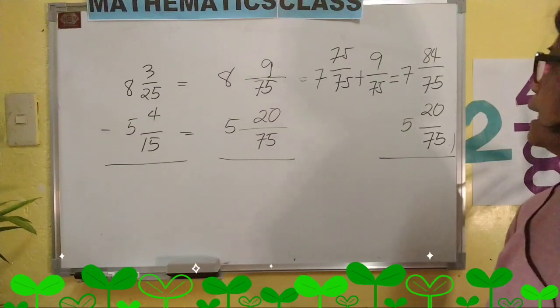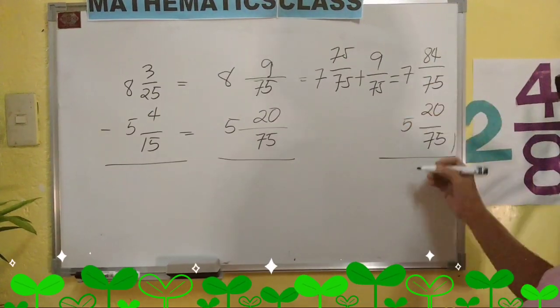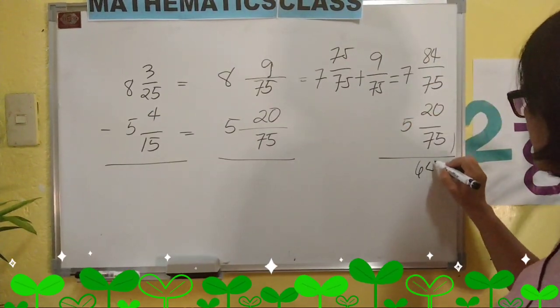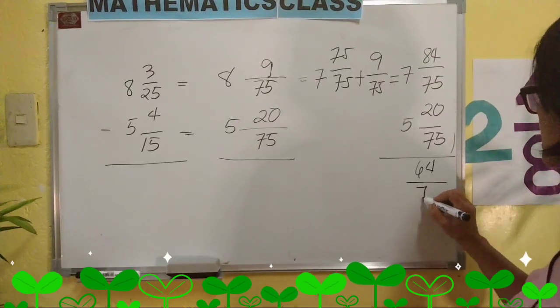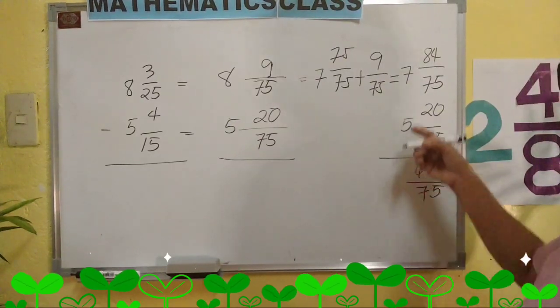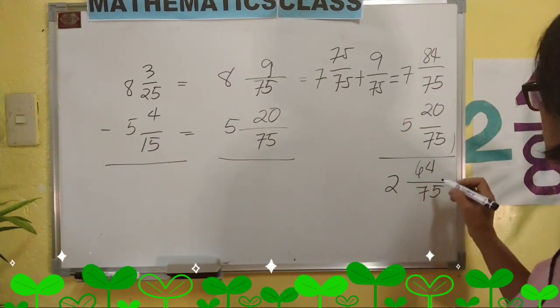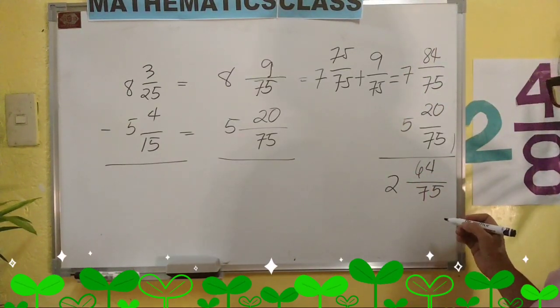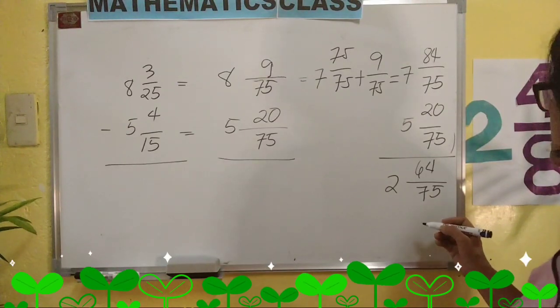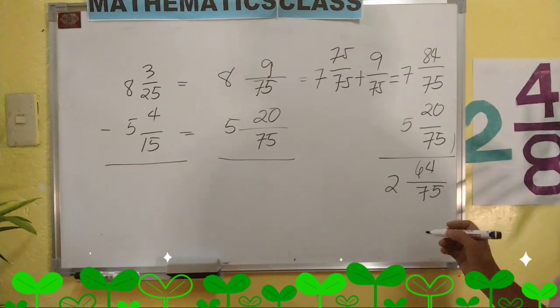Then, 84 minus 20 equals 64. Write the common denominator, 75. Subtract the whole number, 7 minus 5 equals 2. 2 and 64 over 75 is the answer. Okay.